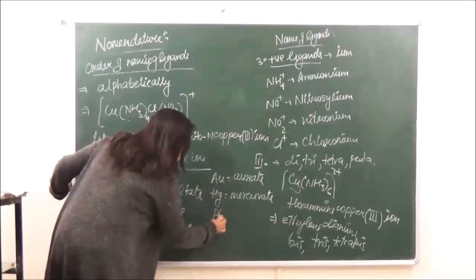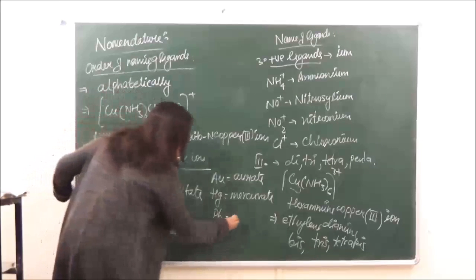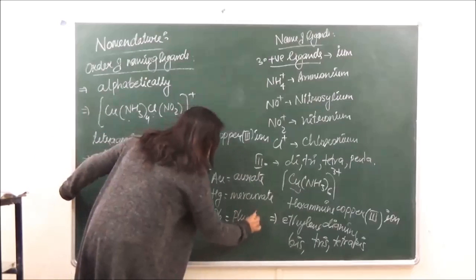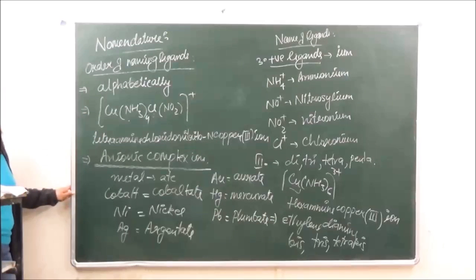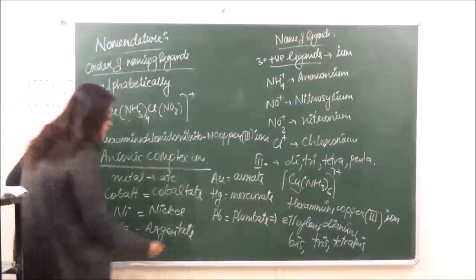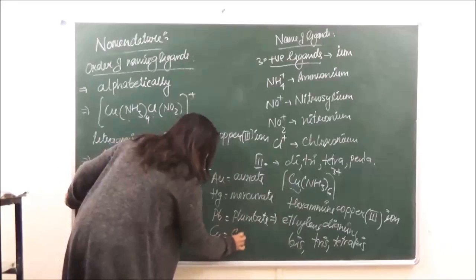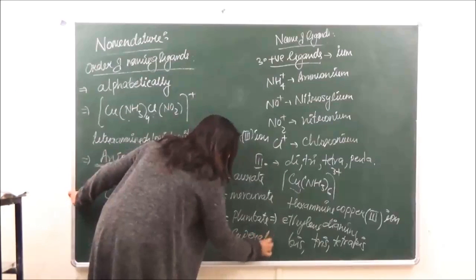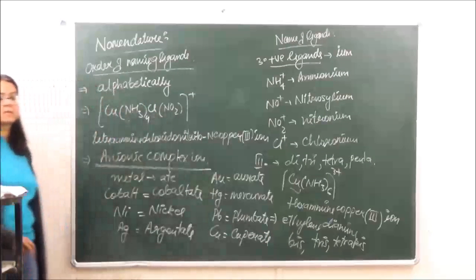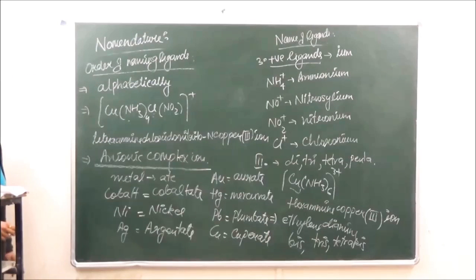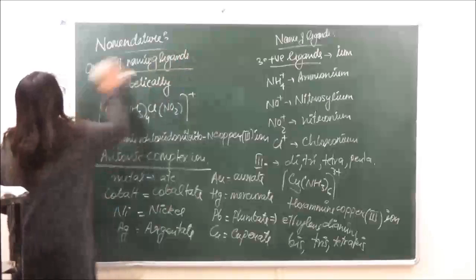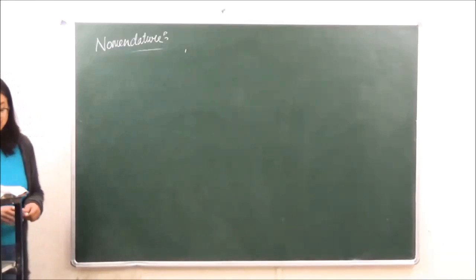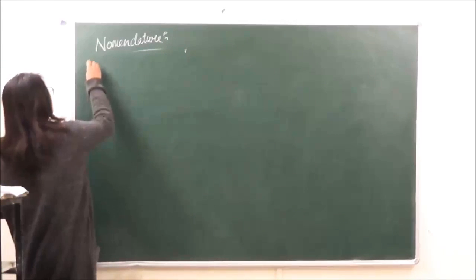If we have lead over here, this will be named as plumbate. ठीक है? And copper will be named as cuprate. Right? Now if we have a neutral species, the name is written as it is.